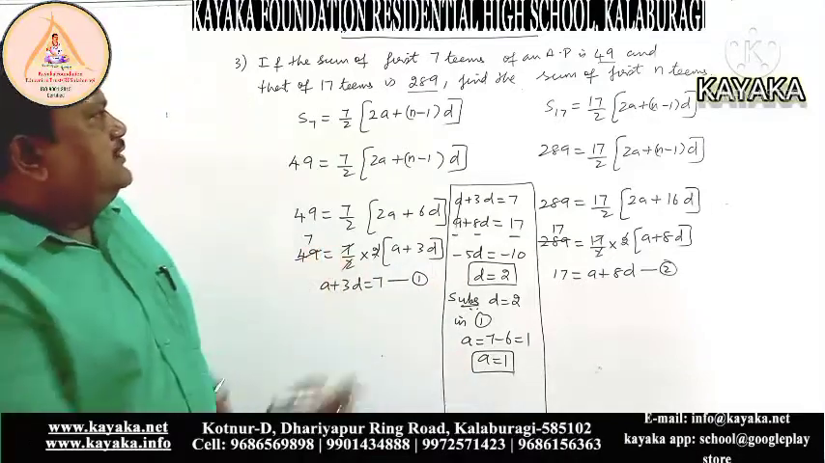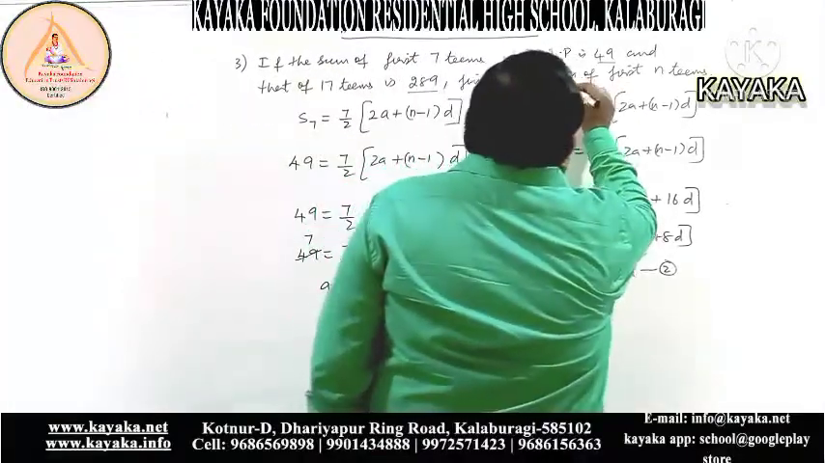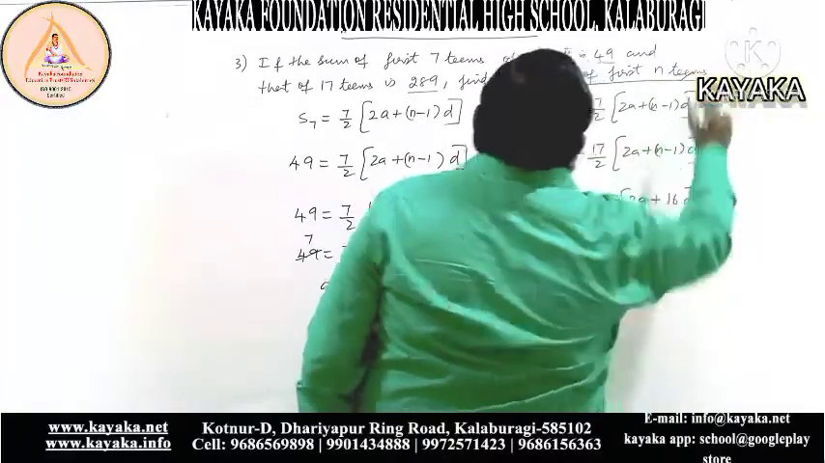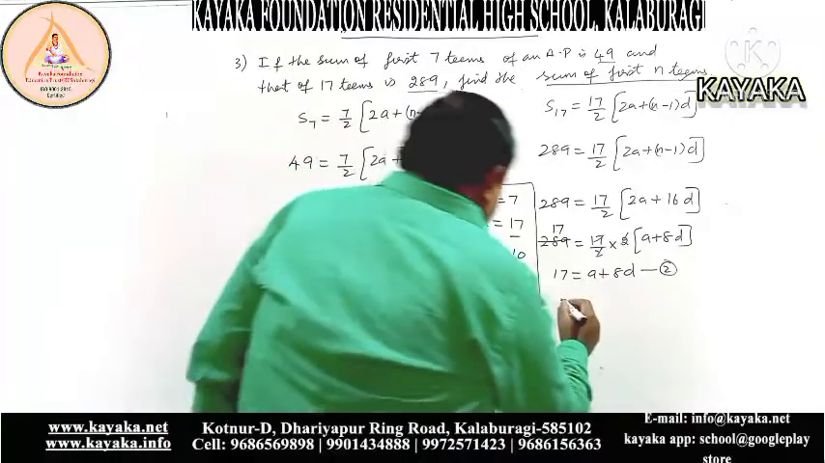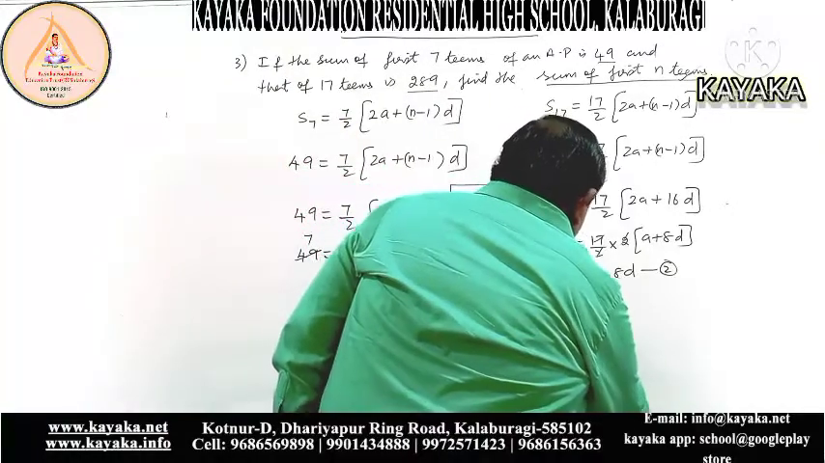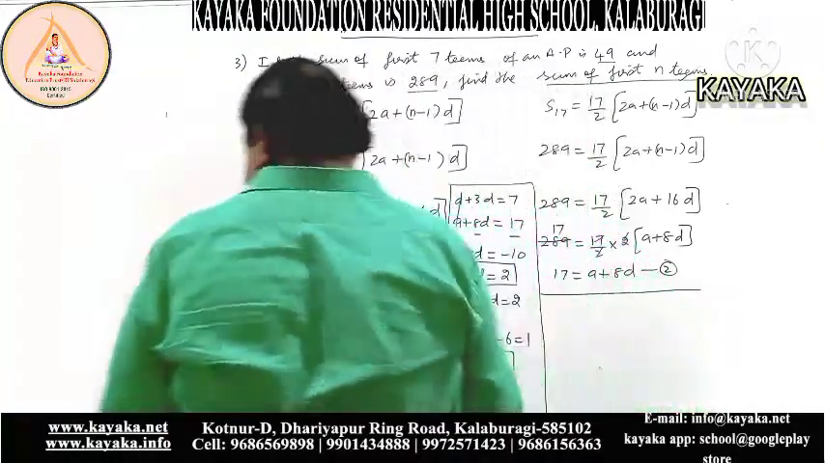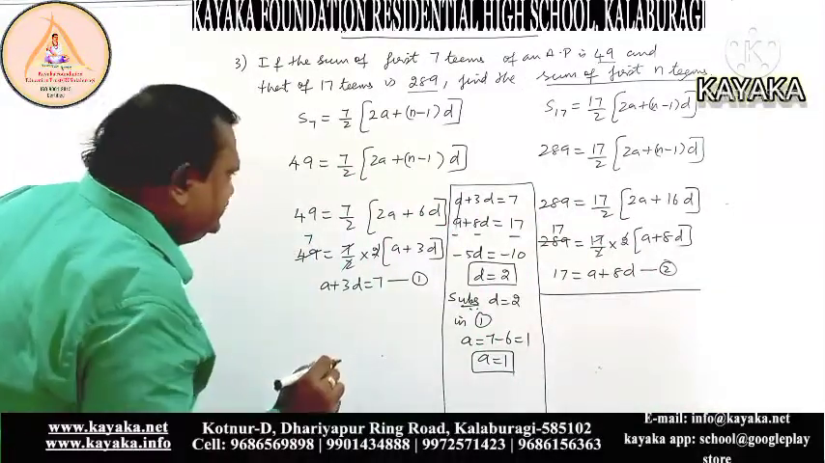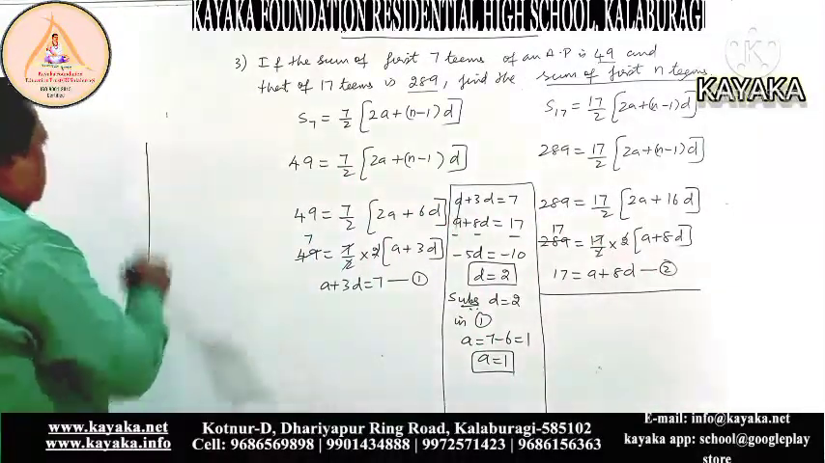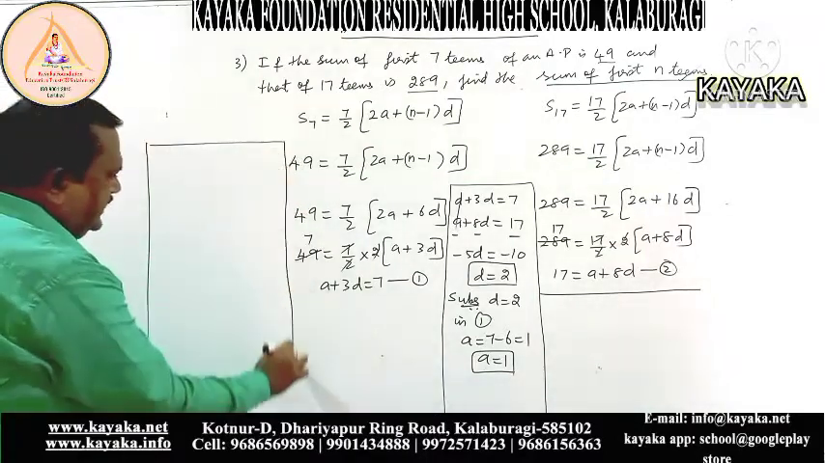Now what you have to find now? Find the sum of the first n terms. This you have to find. Sn we have to find. Okay. Therefore Sn, this is the last step. I'll write it here.